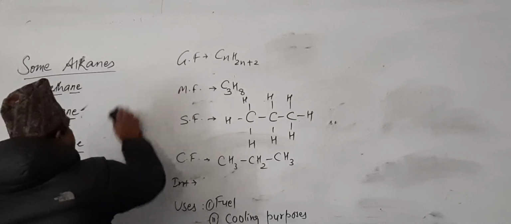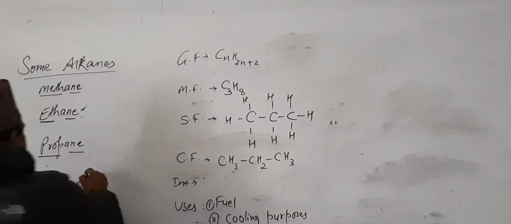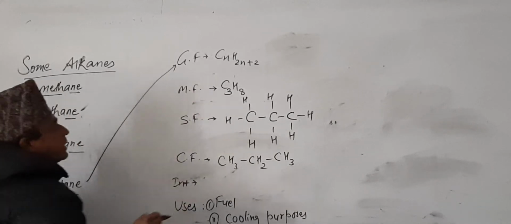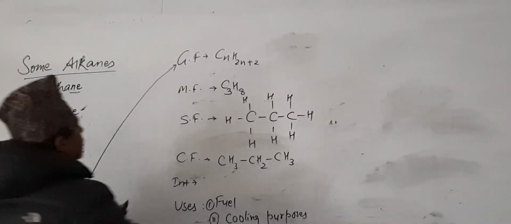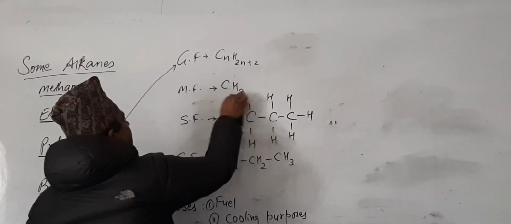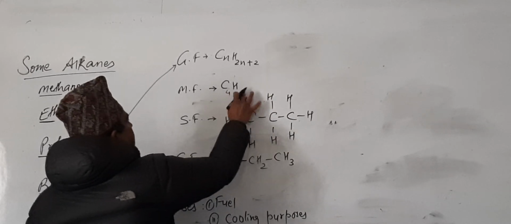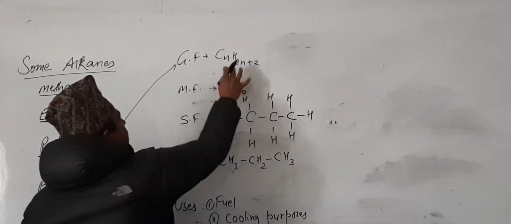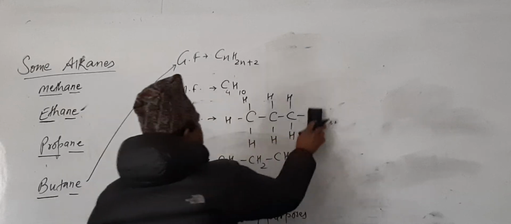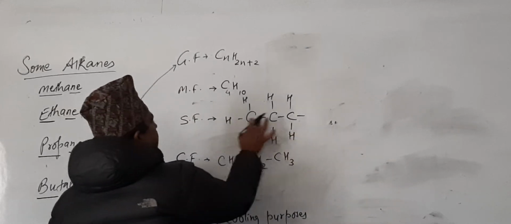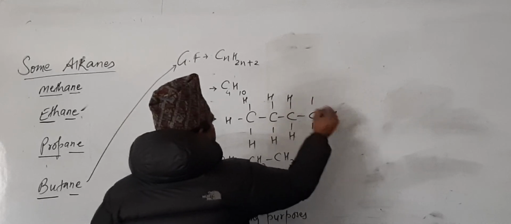Now the last one is butane. Butane's general formula is CnH2n+2, and its molecular formula: butane means there are 4 carbons, so we have to modify it. 2 times 4 is 8, plus 2 is 10. Now structural formula is also very simple.